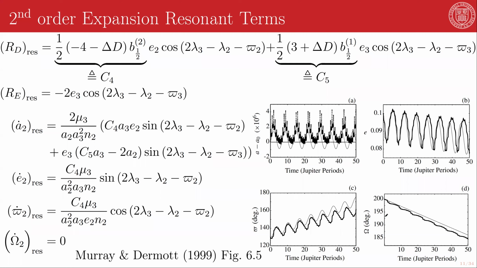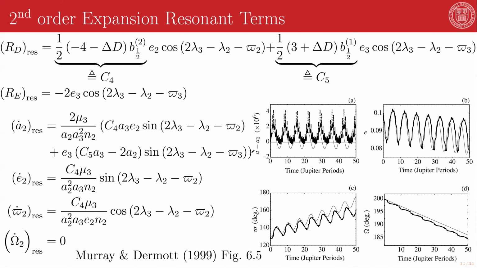And finally, we predicted only a linear variation in the longitude of the ascending node from the secular theory and no variation from the resonant theory. And again, we see primarily a linear shift in capital omega, but again, with higher order effects that we are not capturing with our model.